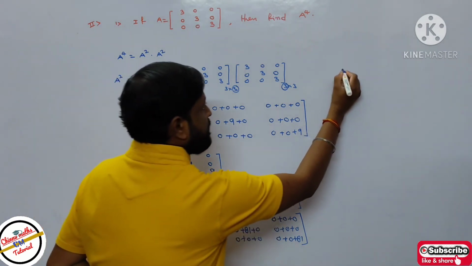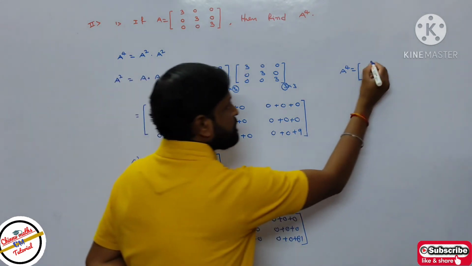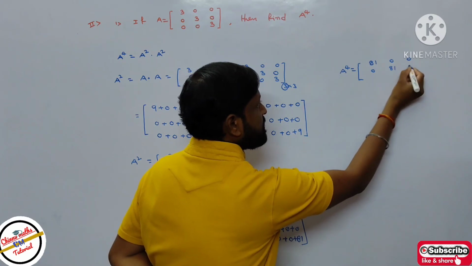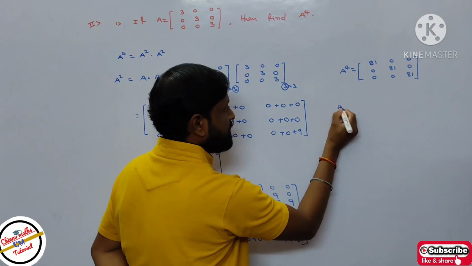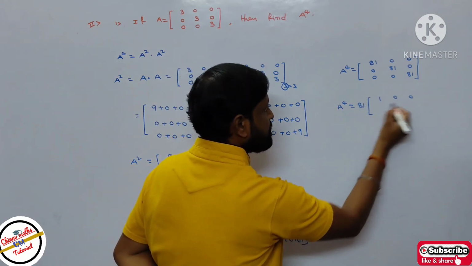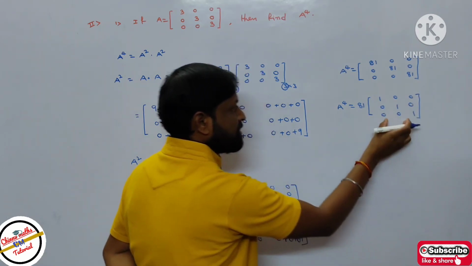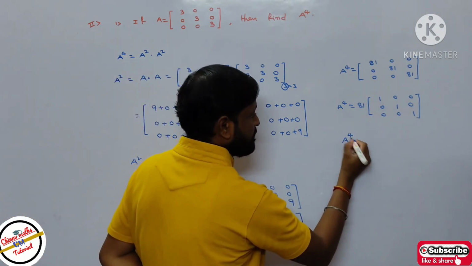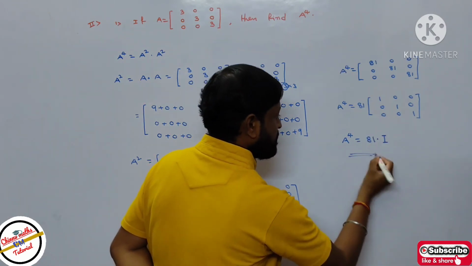So A power of 4 equal to [81 0 0; 0 81 0; 0 0 81]. 81 is the common factor, so 81 into [1 0 0; 0 1 0; 0 0 1]. We can observe that it is the identity matrix. The identity matrix is denoted by capital I. So A power of 4 equal to 81 into I. This is the final solution.